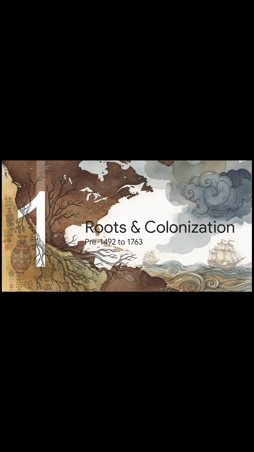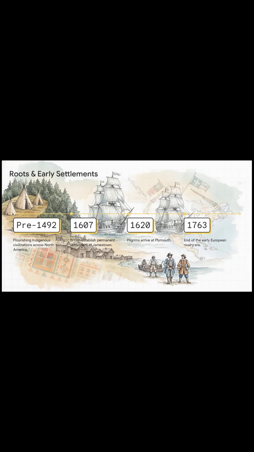All right, Chapter 1, Roots and Early Colonization. Our story actually begins way before that famous date of 1492. We're rapidly crossing from eras of flourishing indigenous societies straight into the permanent arrival of European powers in the early 1600s. You've got the British settling Jamestown in 1607, the Pilgrims hitting Plymouth in 1620, and boom, this kicks off an intense era of European rivalry that lasts well into the 1700s.